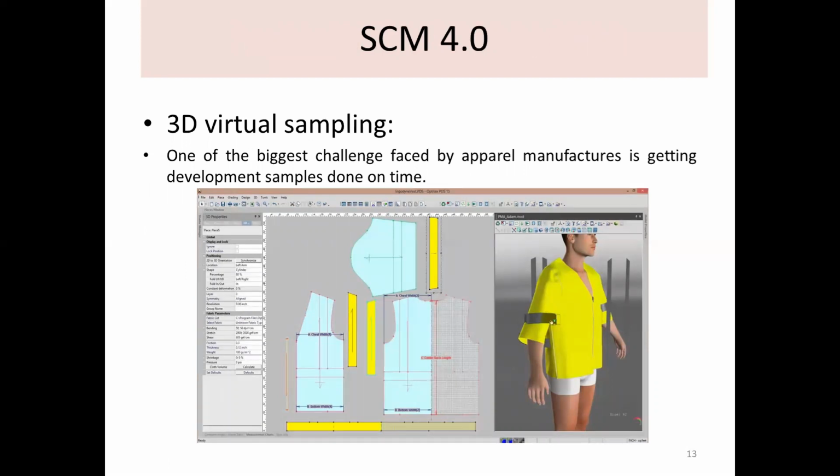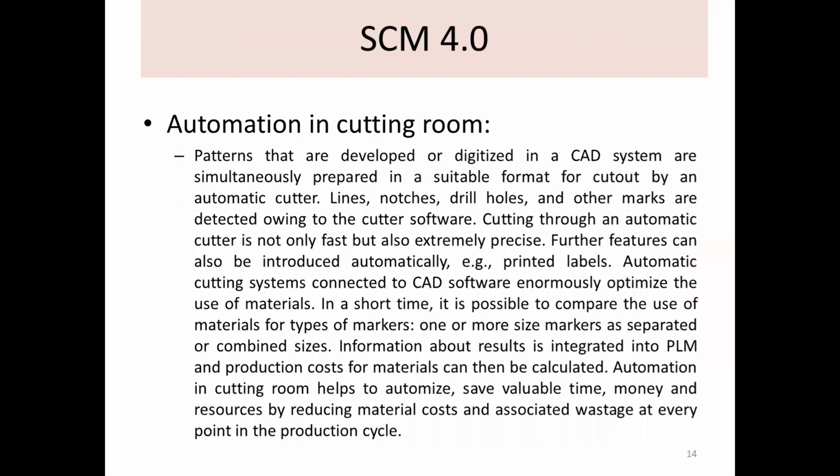We go to supply chain management 4.0, which is called SCM 4.0. The first probable solution is to make our system digitalized or visualized. We have to go to 3D visual sampling. One of the biggest challenges faced by apparel manufacturers is getting development samples done on time. So if 3D visual sampling is done with buyer and supplier, we can go with the flow and the lead time will be reduced.